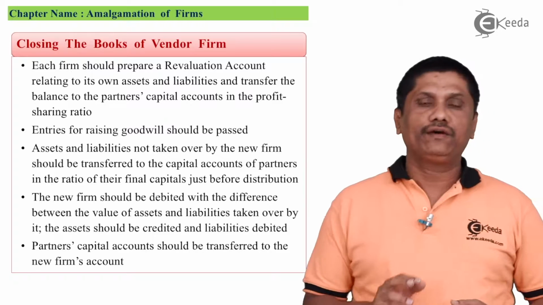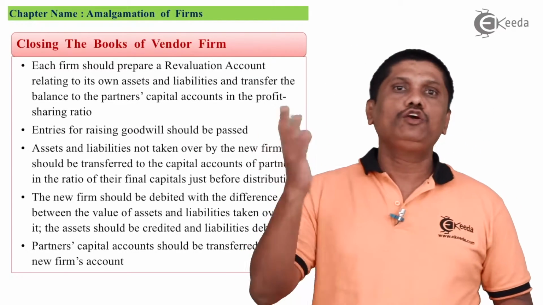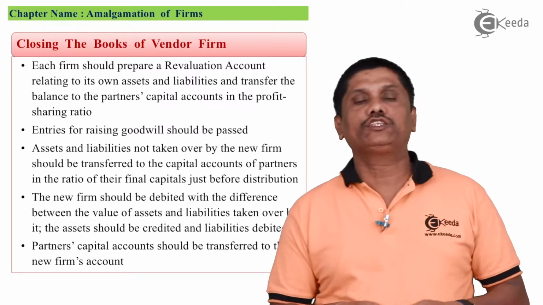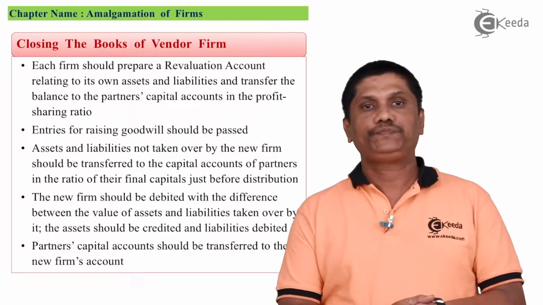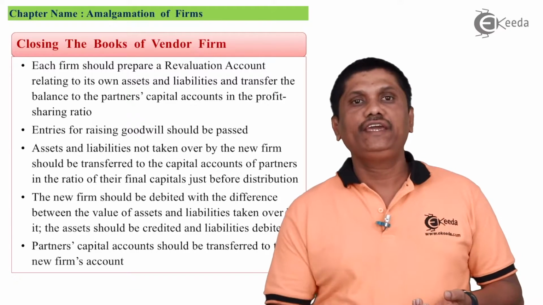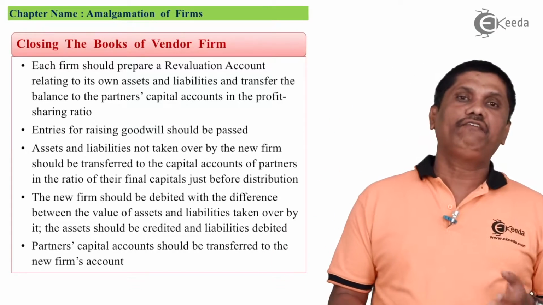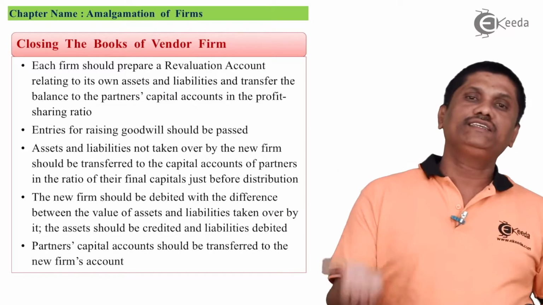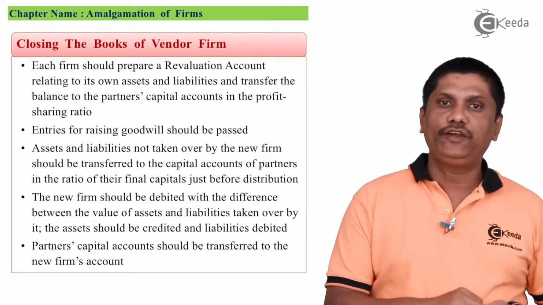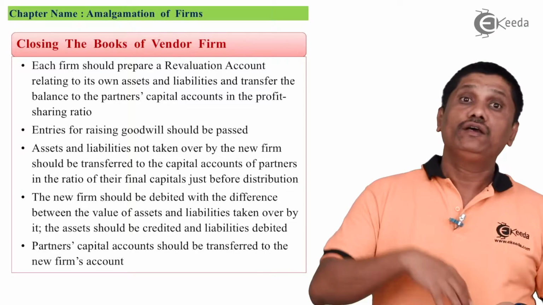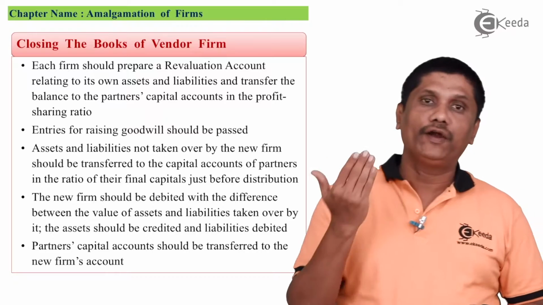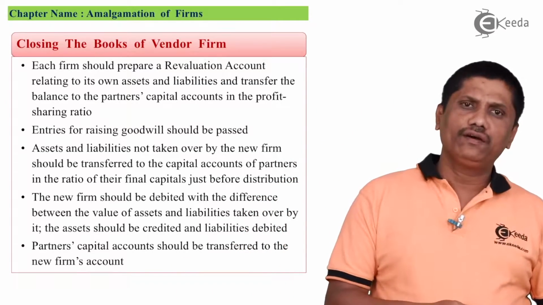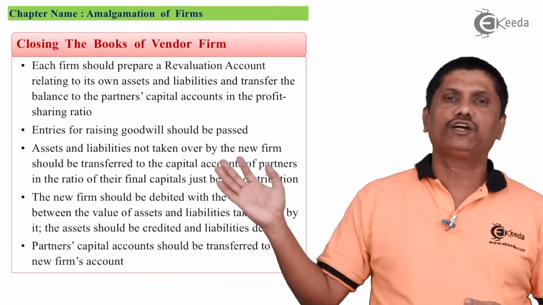So you will prepare in the books of the vendor firm a revaluation account. Revaluation account is exactly the same revaluation account you might have prepared in case of admission, retirement or death of a partner. When there is a gain to the firm, revaluation account will be credited, and when there is a loss to the firm, revaluation account will be debited. When assets increase or when liability decrease, there will be a profit. So what would be your entry for revaluation of assets upward and liabilities downward? A simple entry will be passed: asset account debit or liability account debit to revaluation account credit.